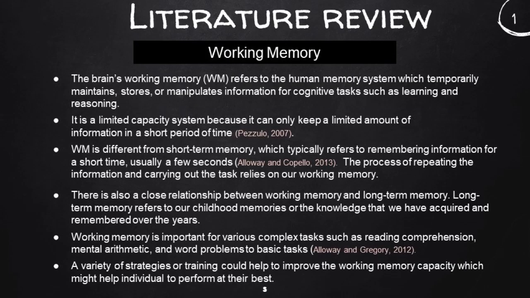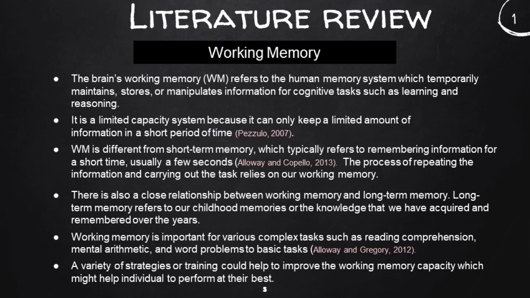Working memory. The brain's working memory refers to the human memory system which temporarily maintains, stores, or manipulates information for cognitive tasks such as learning and reasoning. Working memory is a limited capacity system because it can only keep a limited amount of information in a short period of time. Working memory is different from short-term memory because short-term memory typically refers to remembering information for a short time, usually a few seconds. For example, people's names or phone numbers will be forgotten if they are not being rehearsed.